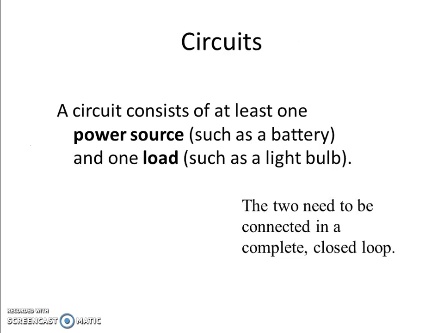Okay. So what exactly is a circuit? A circuit at its most basic is a power source and a load connected in a complete closed loop. That power source typically is a battery. And a load can be many different things. It can be a light bulb, it can be a motor, it can be a refrigerator, it can be many different things.